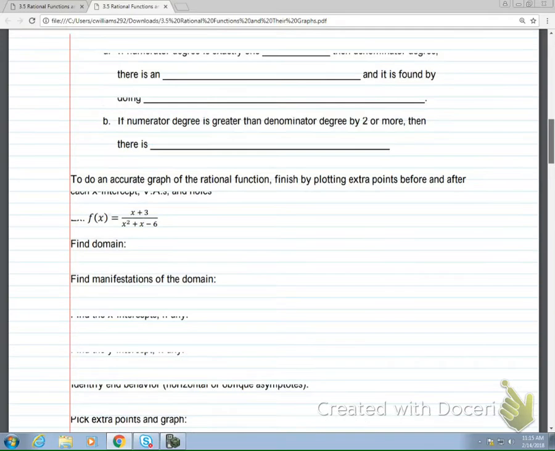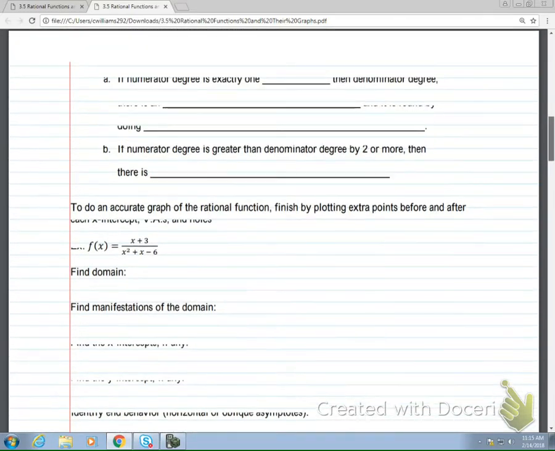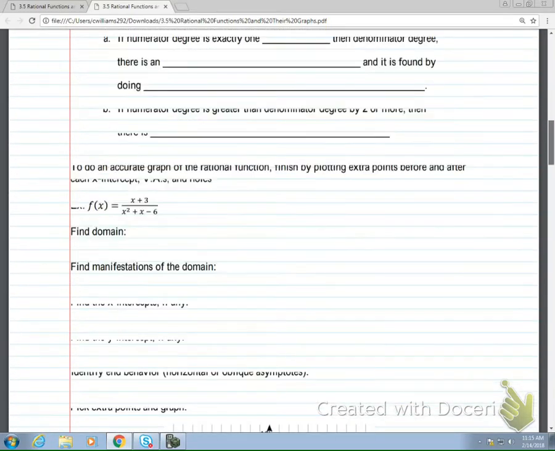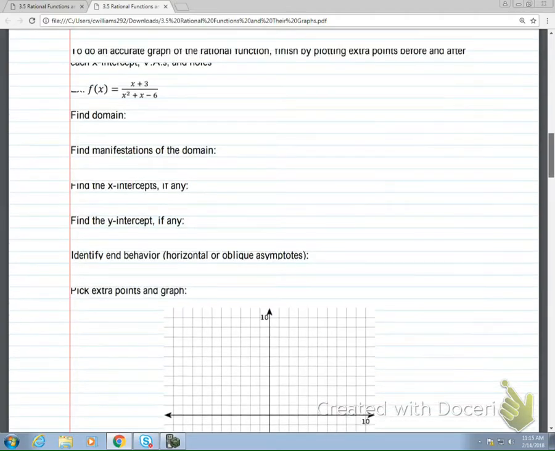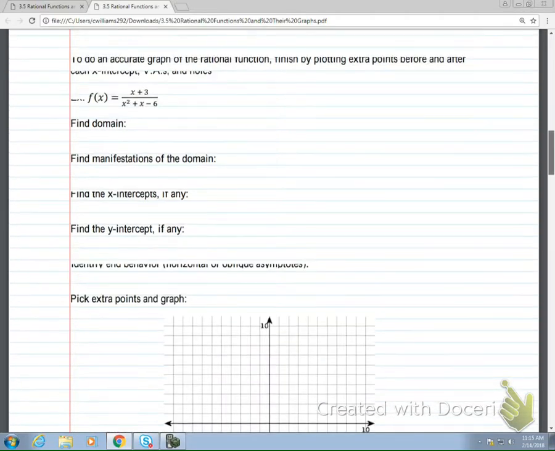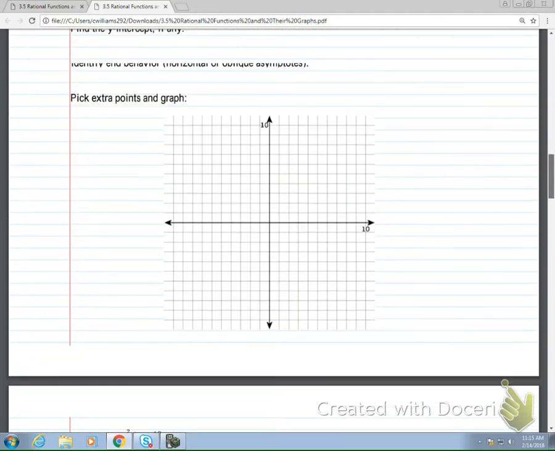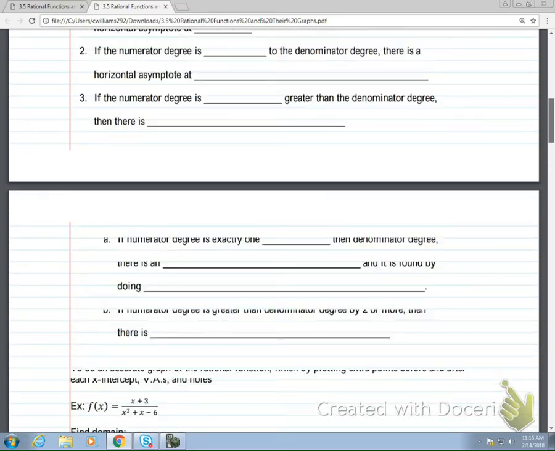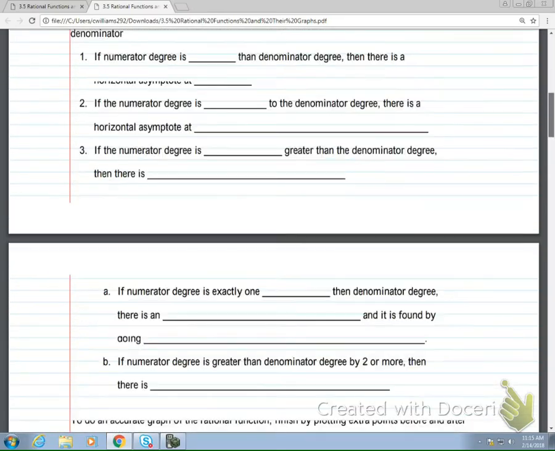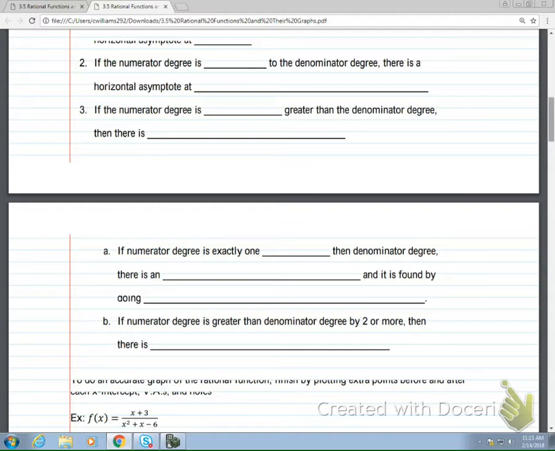I'm trying to get my words to come back. Every time I scroll, a different part of the sentence disappears. What in the world? Oh, there it is.